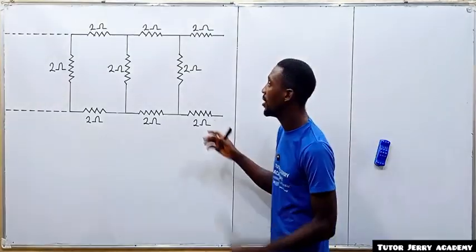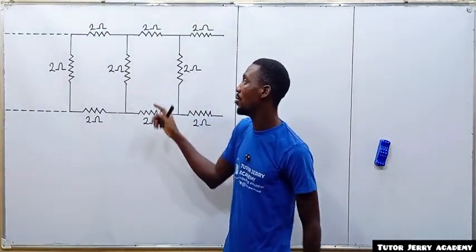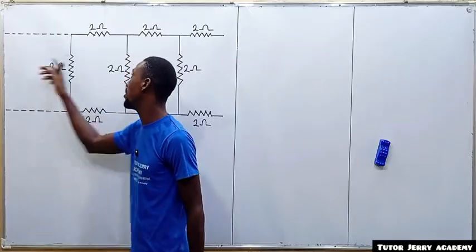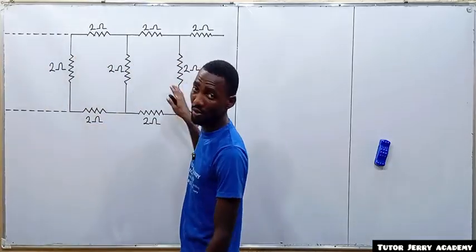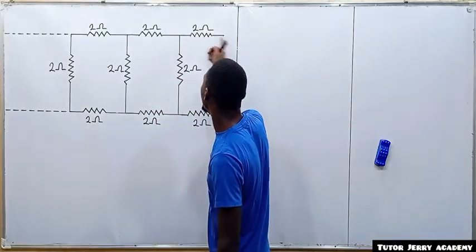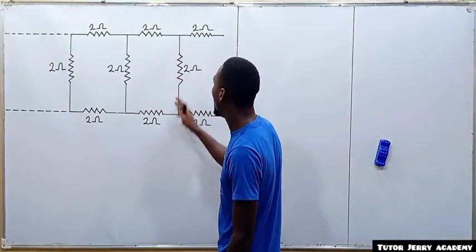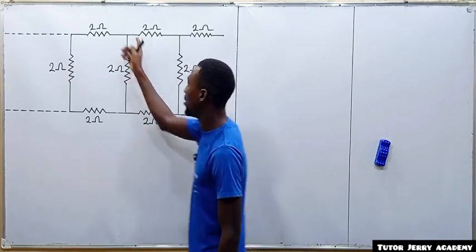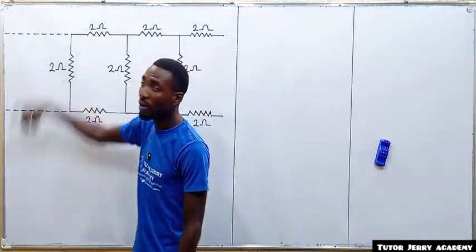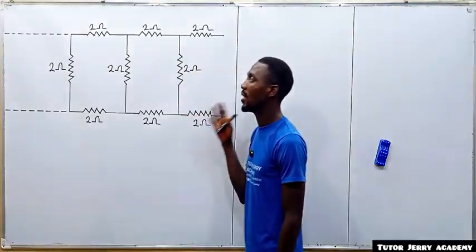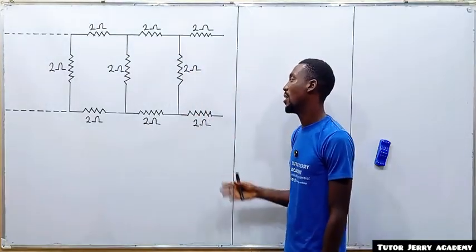How do I know that? Anytime you see a circuit in which you are seeing a line like this, it means this diagram continues. Exactly. You can see from here, it goes like this, and it repeats itself again, and it repeats itself again, so it keeps going. So this is an infinite circuit.